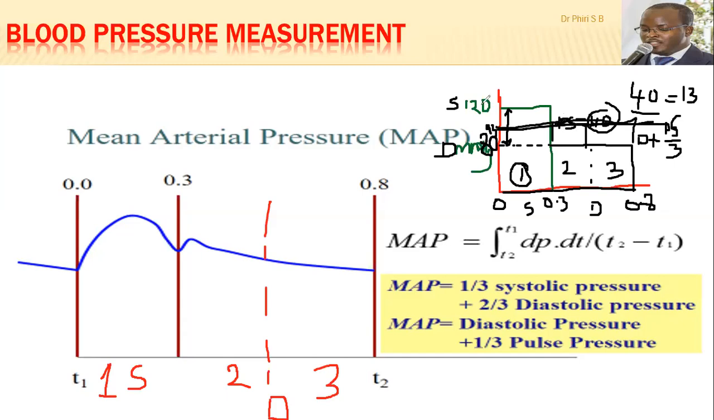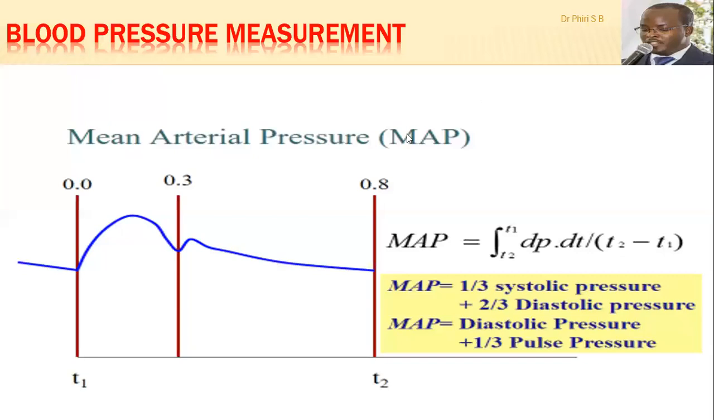So this is how you can calculate mean arterial pressure. You can use 1/3 of systolic pressure plus 2/3 of diastolic pressure. Then the other equation, you can use diastolic pressure plus 1/3 of pulse pressure. It will still give you your mean arterial pressure. But you also need to know that your mean arterial pressure can also be calculated as cardiac output multiplied by the total peripheral resistance.